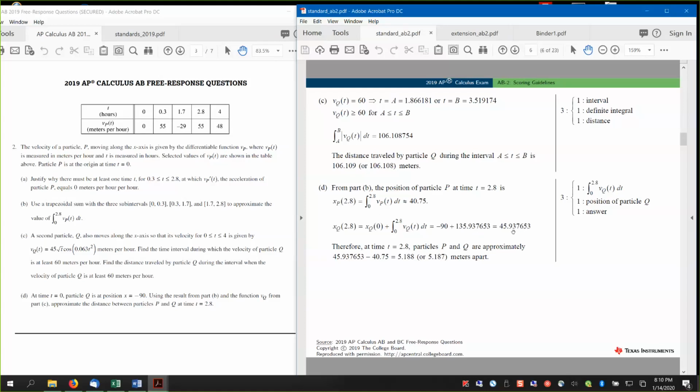Let me just stop for a second and make a note. This is a little unusual in that this position was not asked for in the problem, yet the student had to produce this answer. It's an intermediate result, but the student had to produce this to earn the second point. And then finally, the third point was for the answer, that is the distance apart for these two particles.